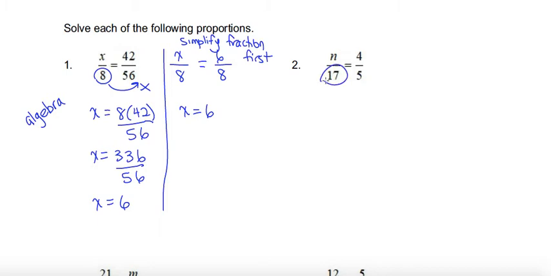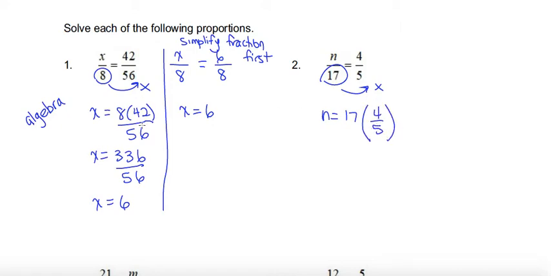So I'm going to take 17. So right now the n is being divided by 17. The opposite of division is multiplication. So I'm going to multiply 4 over 5 by 17. So n is equal to 17 times 4 over 5.